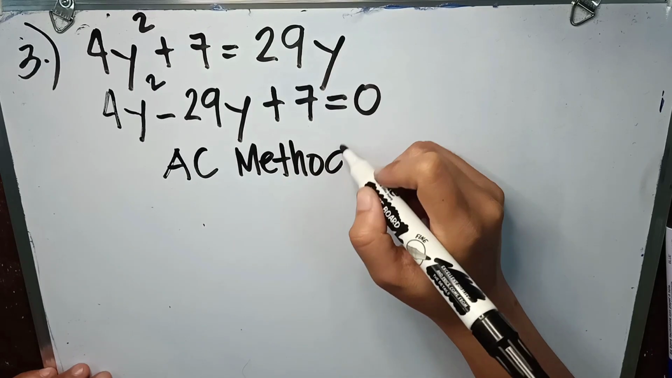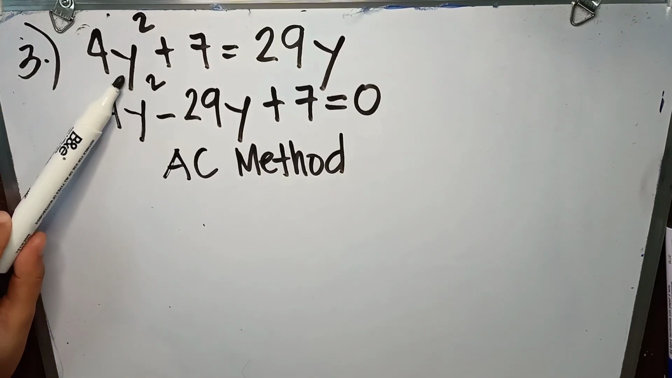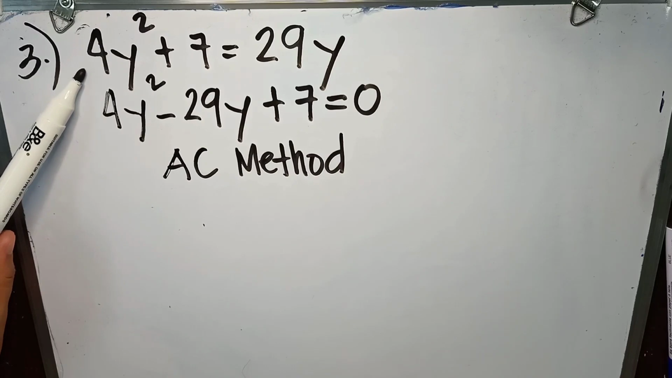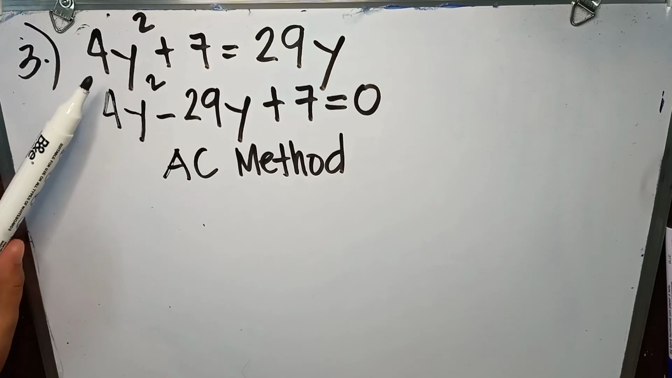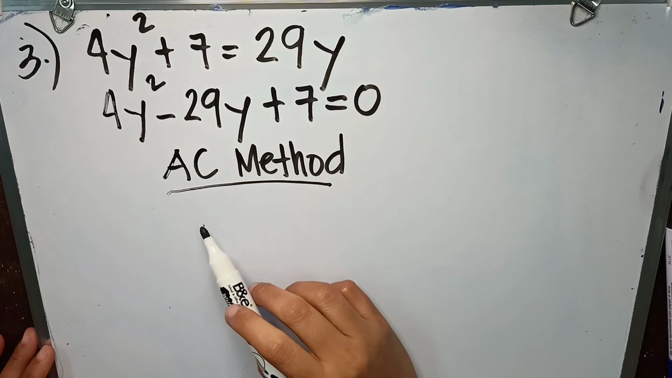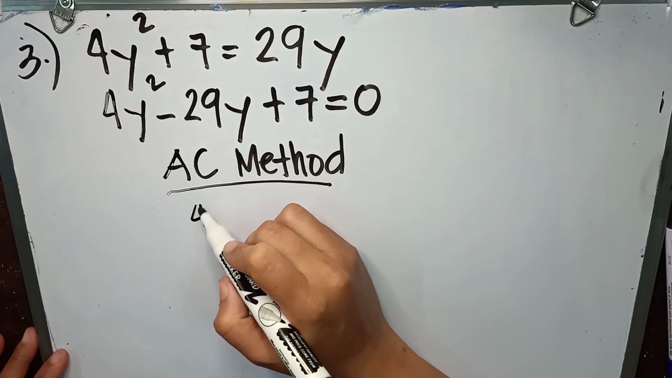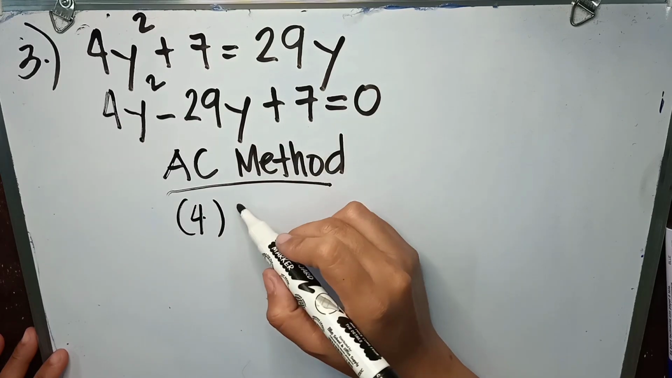We are going to solve this equation using the AC method. Now, this is applicable only if the numerical coefficient of our y is more than 1. Since our numerical coefficient here is 4, we apply the AC method. Okay? So, what is AC? Your AC values here are 4 and 7.